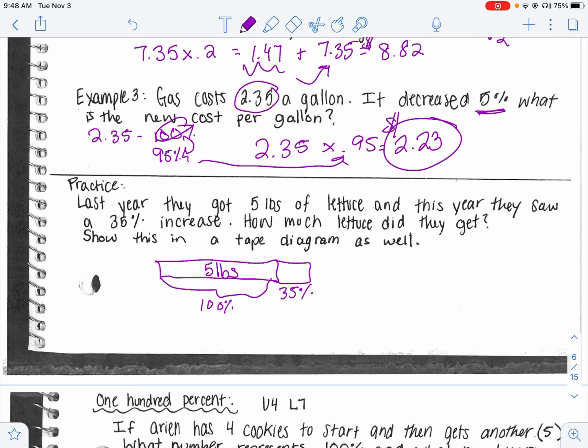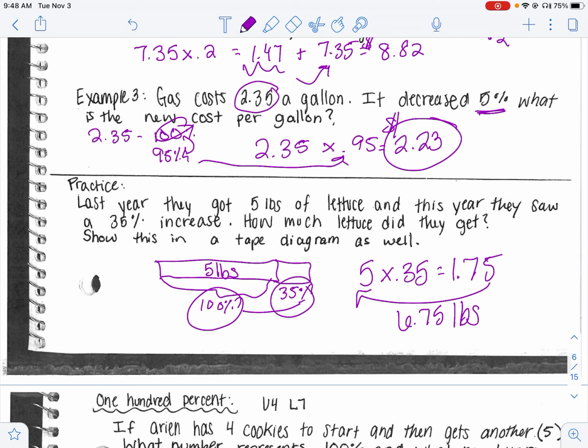We need to find the new increase. So we'll take 5 pounds times 0.35, and we get 1.75. We add that back to the original, and we get 6.75 pounds. We could also have done this by adding these two together, and we get 5 times 135%, or 1.35. And if you take 5 times 1.35, you get 6.75 pounds. So the same answer, just a different way.